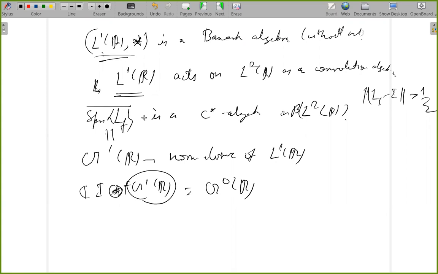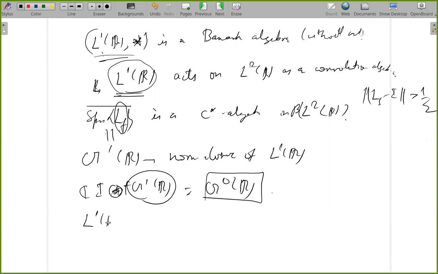But if I'm representing L1(R) on L2(R) by convolving with L2 functions, then to each element of L1(R) I'm associating an operator L_f acting on L2(R), and I'm taking the span closure. That does not contain the identity. That needs a proof, but I'm skipping that proof. Then if I add the unit, I get this A naught(R). Okay.